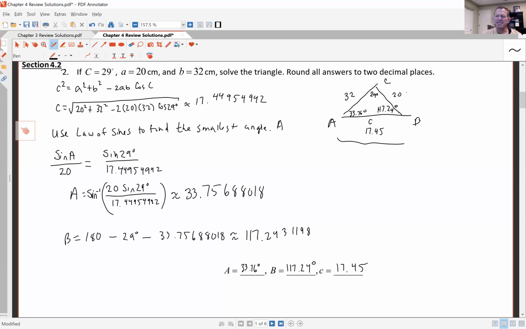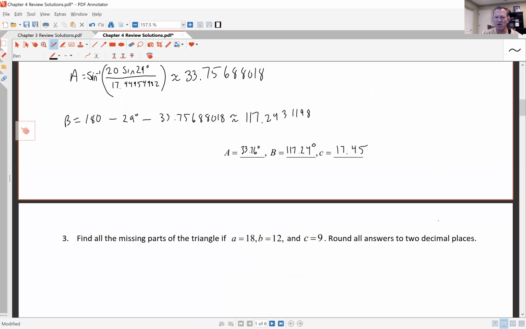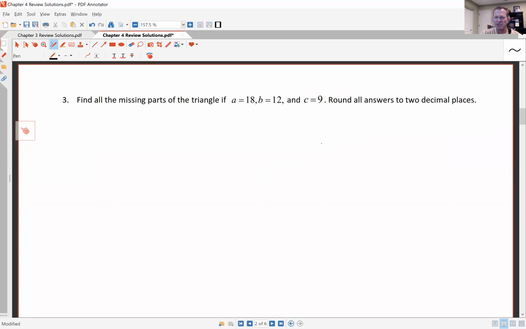Okay, so that's the case where you have the side angle side. The angle you're given, you're not given the side associated with it, so you can't use law of sines. In this case, you first find the side associated with the angle, and then you go after the smallest angle. The other type of law of cosines is when you're given all three sides. Again, drawn just for reference, A, B, and C. Side A is 18, side B is 12, and side C is 9.